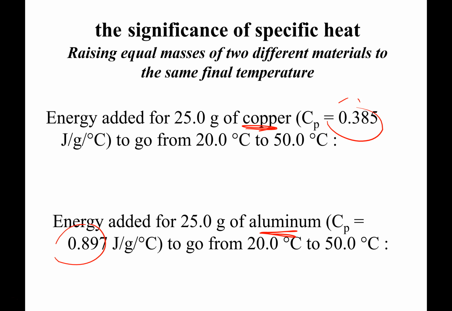We're going to do two thought exercises. In this case, the masses are the same, and we're taking them from the same initial to final temperature. What's the temperature change? 30. The temperature change is 30.0 degrees Celsius, exactly. Okay, so which one's going to take more energy to go 30 degrees? How many people think the copper will take more energy? How many people think aluminum will take more energy? Me too.